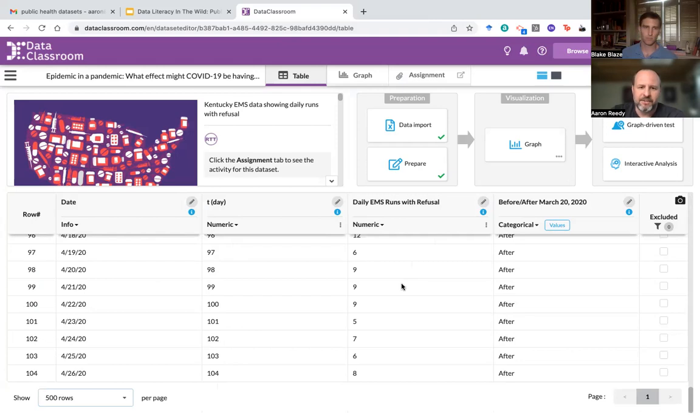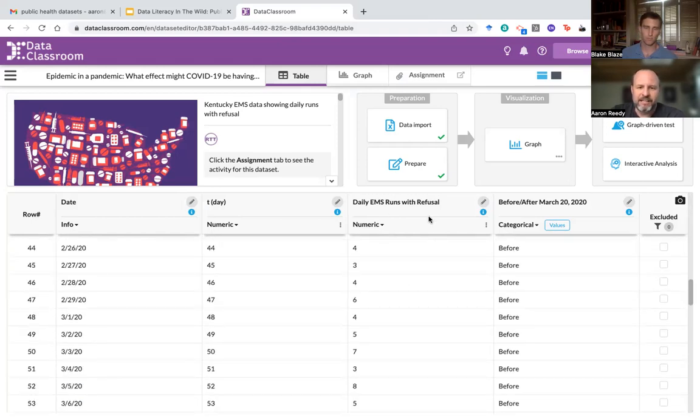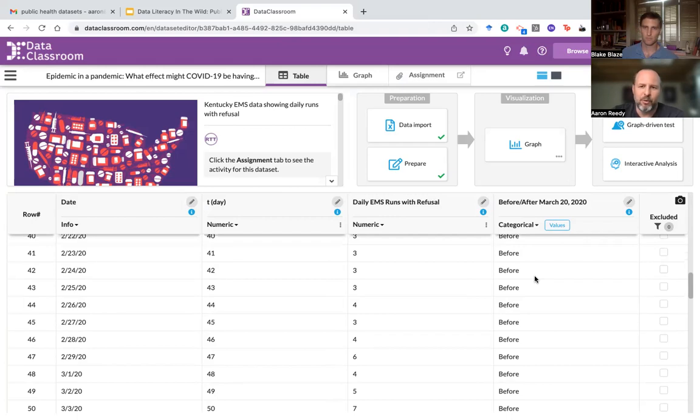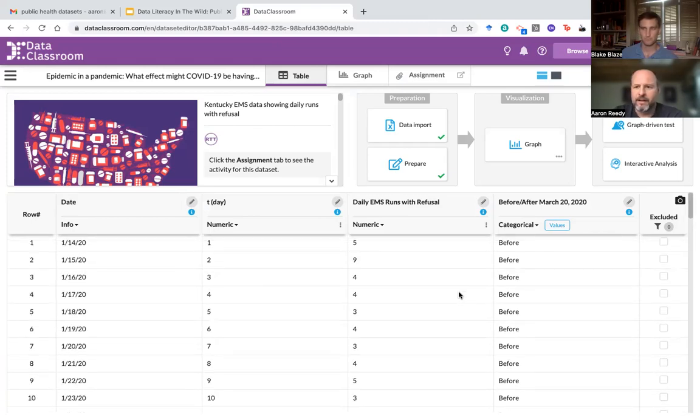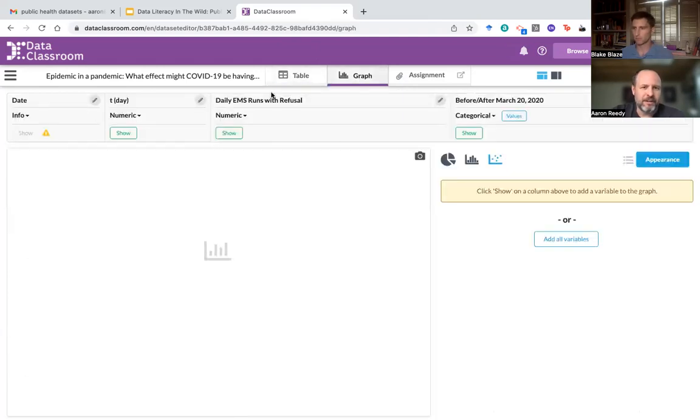And then for each date, there's an observation of how many daily EMS runs with refusal. And then we've also categorized each of these observations as either being before March 20th, 2020 or after March 20th, 2020. This was again when COVID restrictions went into place within Kentucky. So I'm going to jump over to the graph and we'll start working through these data.